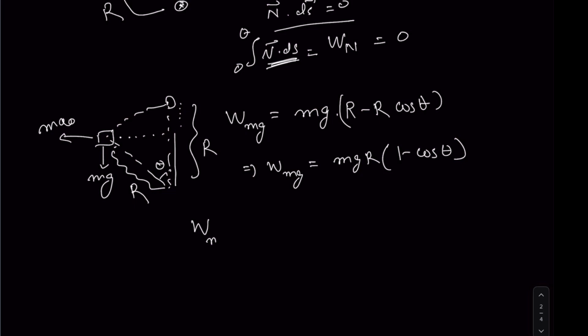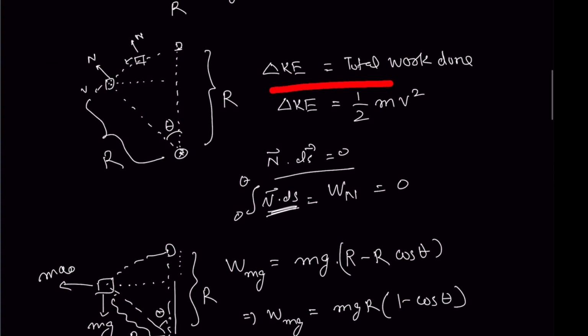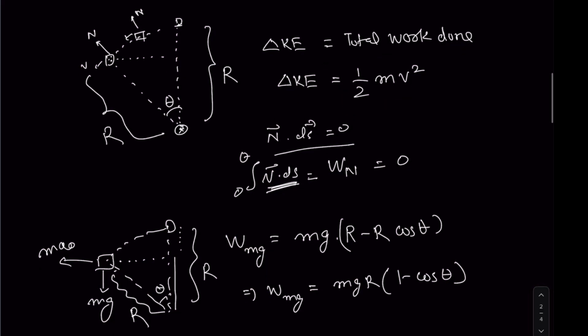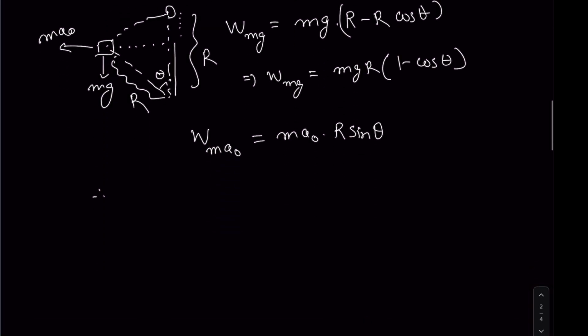Similarly, work done by the force ma naught is equal to ma naught times the displacement in that direction, which is this, the length of this line, which is r sine theta. So therefore, if we apply this equation, then half mv square equals work done by the weight plus work done by the force ma naught. So therefore, half mv square equals mgr 1 minus cos theta plus ma naught r sine theta.